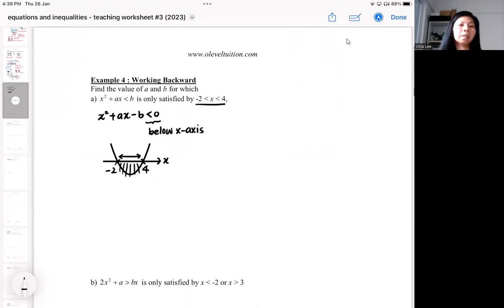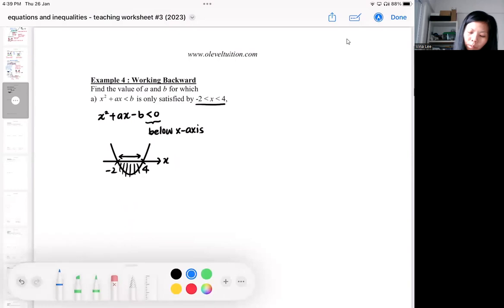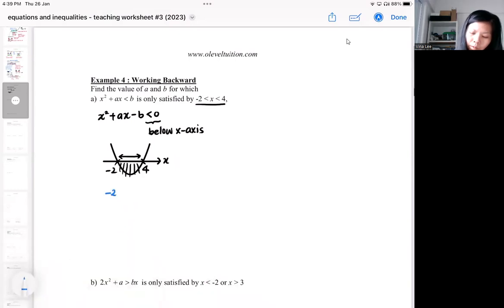Okay, so this is the understanding of the question. Right now, I've got to find my A and B. So how am I going to find my A and B? From this idea, I know that these two are the x-intercepts: x equal to -2 and x equal to 4.